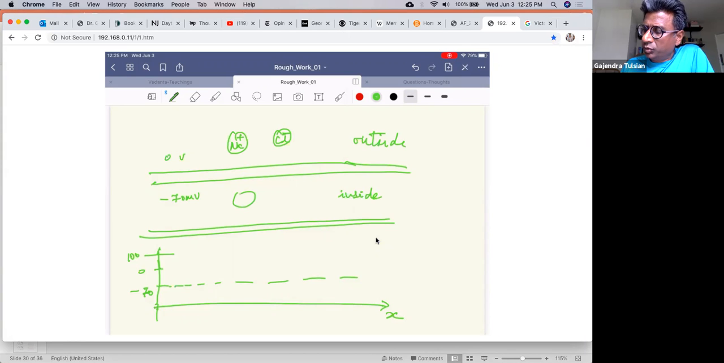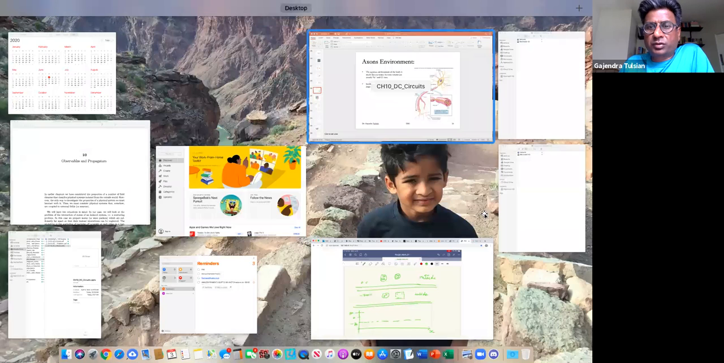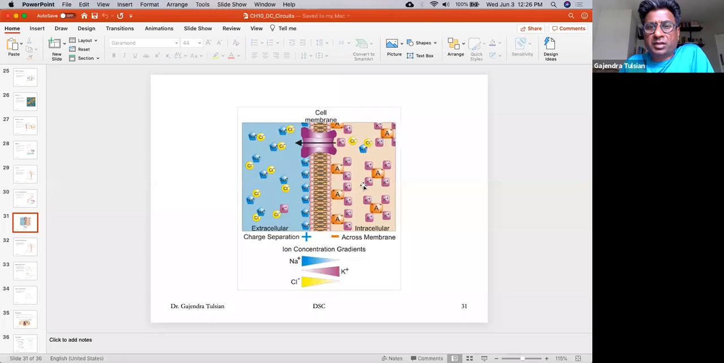The inside is mostly potassium and large negative ions. So that's what's shown here. Here is the inside of the cell, and there's the outside of the cell, mostly sodium and chlorine ions, and potassium and large negative ions. Inside the cell, these are ion channels and so on.